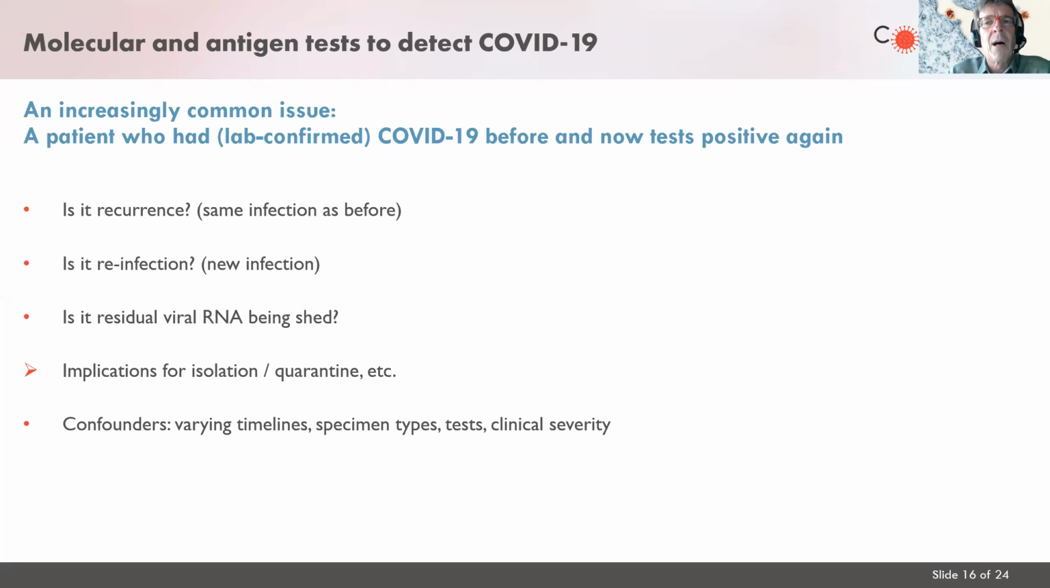Now let's move to something that we all are going to face in diagnostic virology more and more as the pandemic progresses. We have a patient who is known to have had COVID-19 before and had a positive lab test at the time, and now tests positive again. Now the question is, is it recurrence? Is it basically the same virus that they had before? Have they become reinfected with a different strain of virus? Or is it just residual viral RNA being shed, so it doesn't actually mean active infection? It's just residual shedding of RNA and no longer infectious. And that has implications for isolation, quarantine, and other things. And there are many confounders in terms of differences between patients and tests.